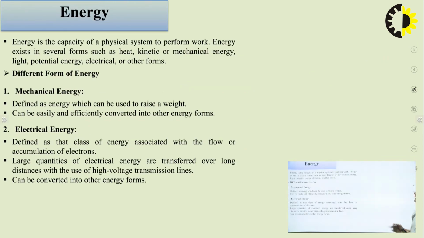Now first is the energy. Energy is the capacity of a physical system to perform work. Energy exists in several forms such as heat, kinetic and mechanical energy, light, potential, electrical or other forms of energy like nuclear energy. So first is the mechanical energy. It is defined as the energy which can be used to raise a weight.